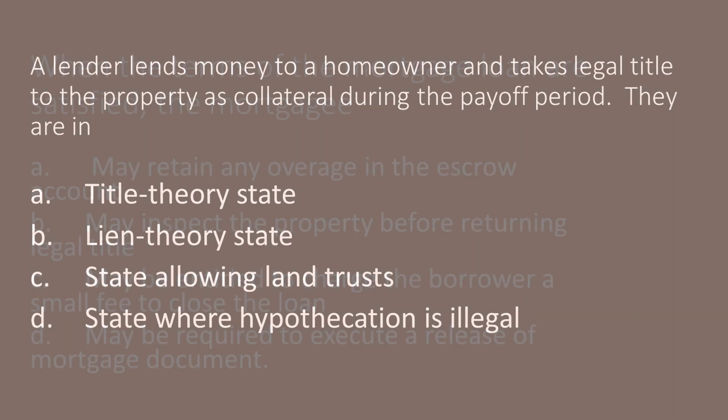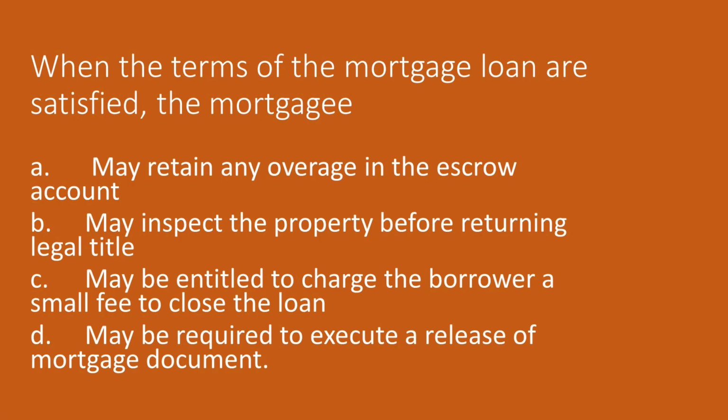Question number 19. When the terms of the mortgage loan are satisfied, the mortgagee, A, may retain any overage in the escrow account. B, may inspect the property before returning legal title. C, may be entitled to charge the borrower a small fee to close the loan. D, may be required to execute a release of mortgage document.